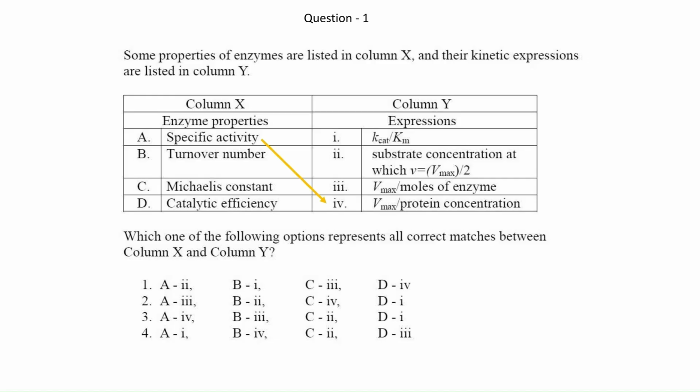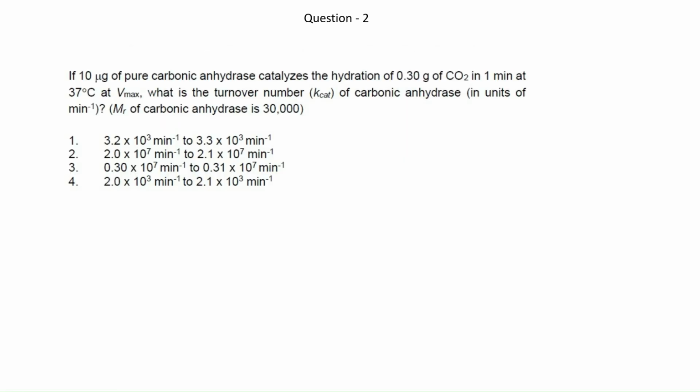And looking at the other terms, turnover number means Vmax per moles of enzyme, and Michaelis constant means substrate concentration at which V is equal to Vmax by 2. And in the end, catalytic efficiency is the ratio of kcat and Km. So the correct answer is option 3. Now moving on to the second question.